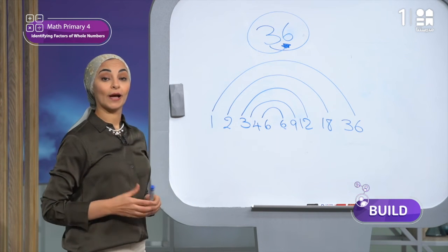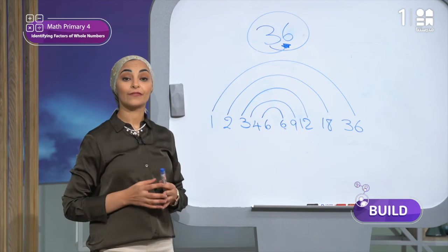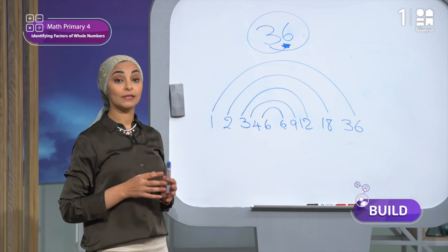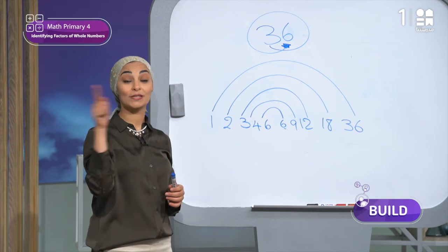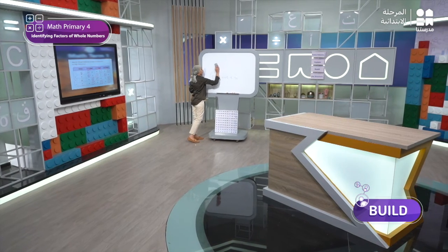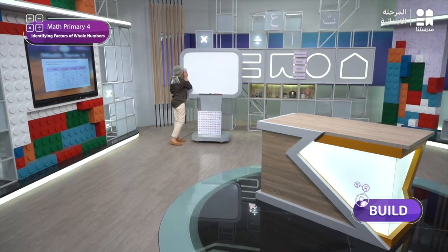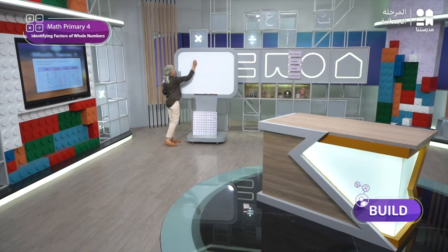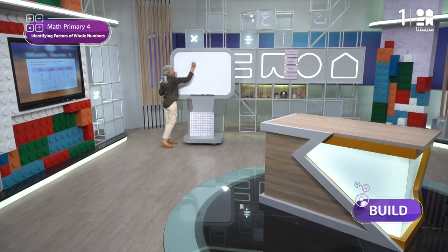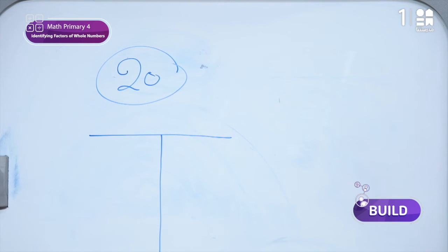طيب تعالوا نشوف بقى in problem number 3. Problem number 3 أنا عايزة to find the factors of 20 but this time I will use the T chart. تعالوا نشوفها كده مع بعض. Okay. Let's see the factors of number 20. Here is number 20. In this time, I will write the factors in T chart.